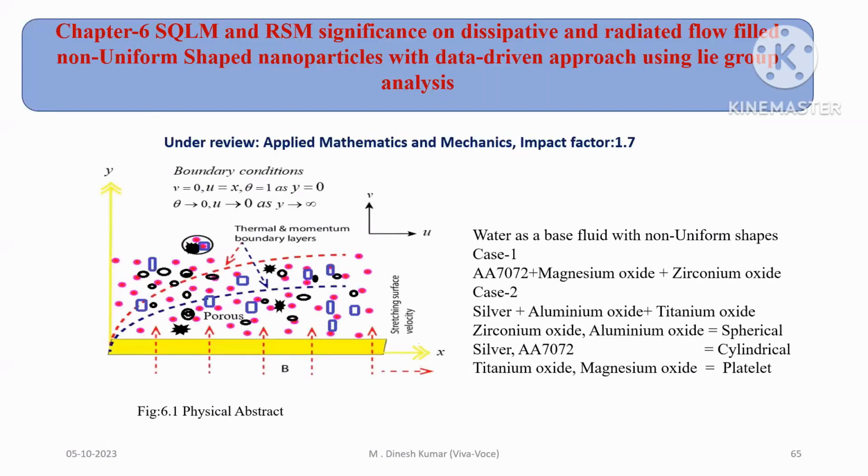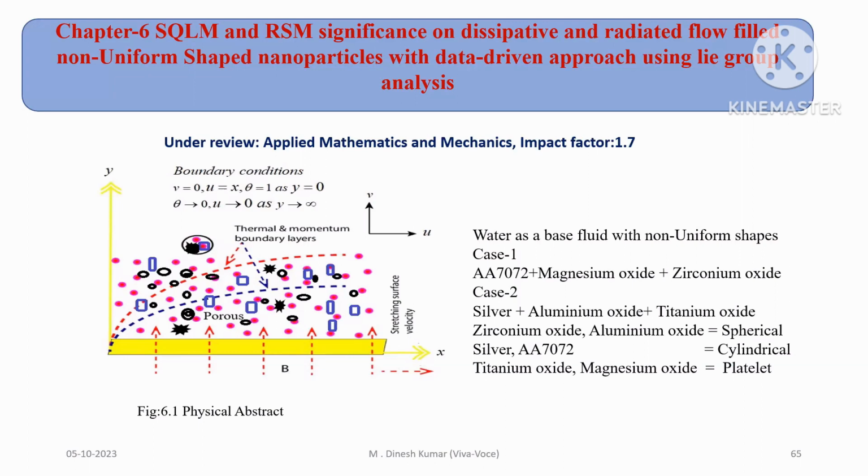Next, in this chapter, non-uniform shapes have been applied. In case 1, aluminum alloy, magnesium oxide, and zirconium oxide. Here in case 2, silver, aluminum oxide, and titanium oxide. The different non-uniform shapes are spherical, cylindrical, and platelet. Further, the porous effect has been included in this chapter, and linear thermal radiation has been applied.